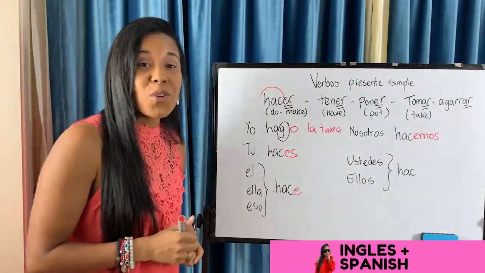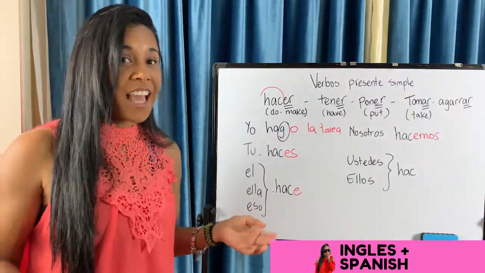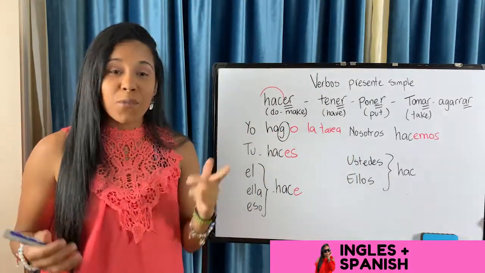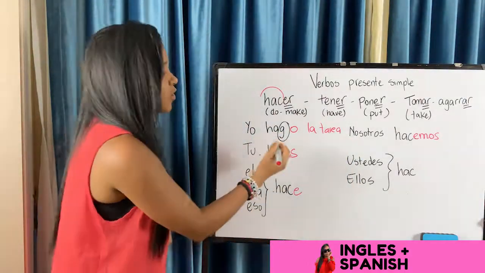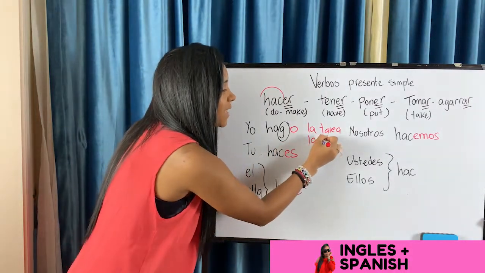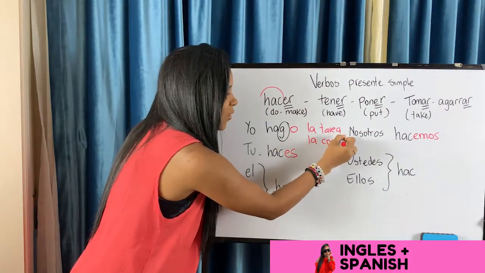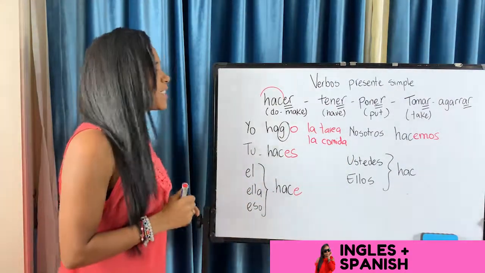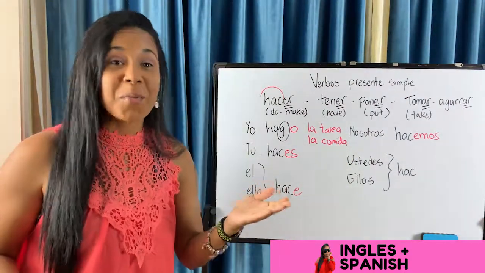But I can also make the food, right? I can do the homework, but I can also make the food. And food in English, in Spanish, is going to be la comida. La comida. Comida is food. Very important word, right? So, yo hago la comida.